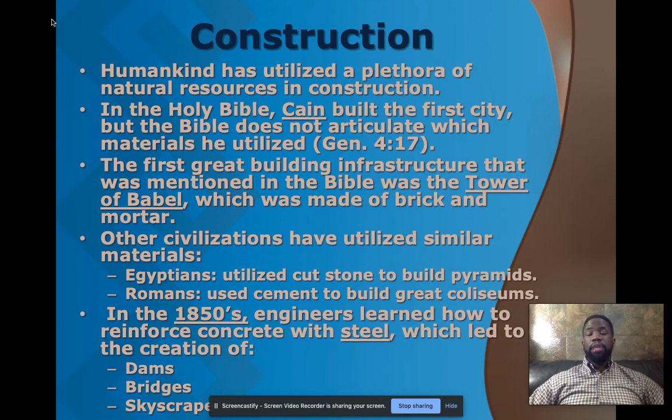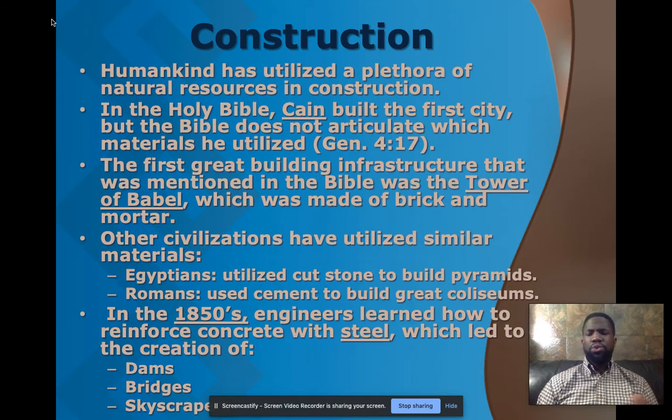Now, in the 1850s, okay, during the course of the agricultural revolution, we also began to see how engineers begin to research various methodologies on how to reinforce concrete with steel. All right. And what they found was that this was a very important discovery that could be utilized in the formation of dams, bridges, as well as skyscrapers.